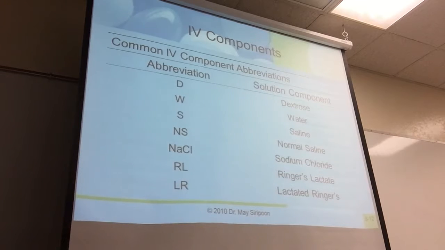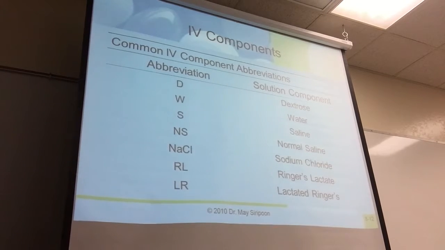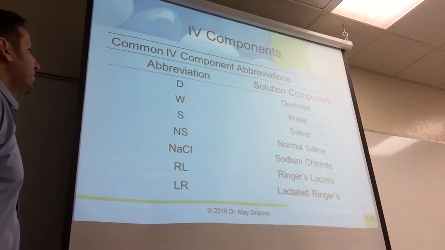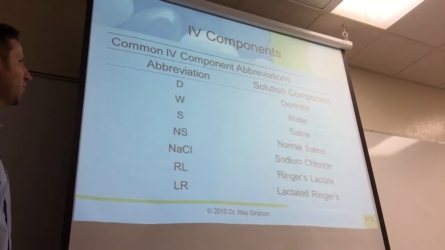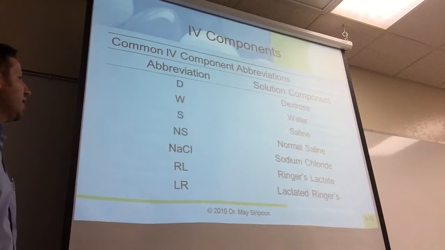Some common components in the IV solutions that we use will tell you what you have. If I have D5, that means I have dextrose 5%, right? D stands for dextrose, W stands for water. So if I have D5W, that's dextrose 5% in water, right? I have saline, so S. If I have NS, that's normal saline. There are different types of saline, so you have to make sure that you pay attention to that.